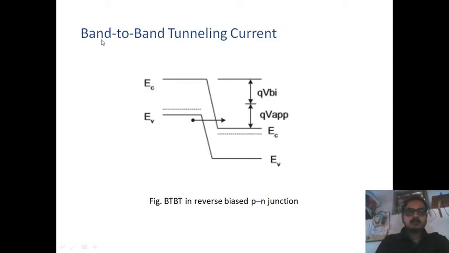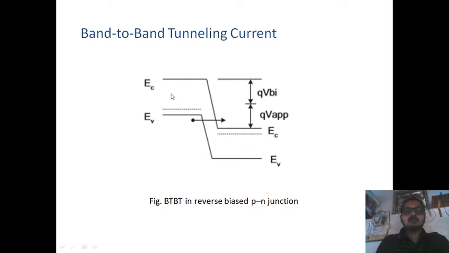The next topic is band to band tunneling current. You have already seen in the previous topic that there is a diode between the diffusion and the substrate. The current flows through this diode when electrons jump from the valence band of p type to the conduction band of n type. That is called band to band tunneling current.